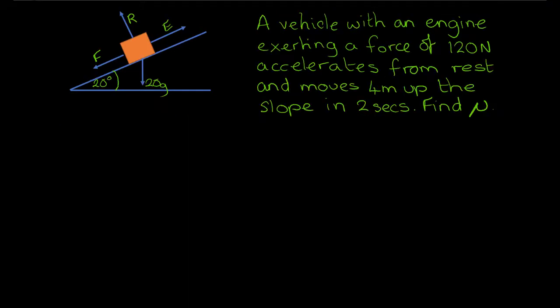We have a new diagram here. We're told this is a vehicle with an engine exerting a force of 120 newtons. And it's accelerating from rest and moves 4 meters up the slope in 2 seconds. And we need to find mu, the coefficient of friction. We're going to start by finding R, because to find mu we're going to need both the friction and R. We're going to start by finding R by resolving perpendicular to the slope.